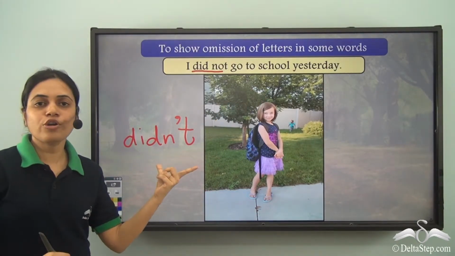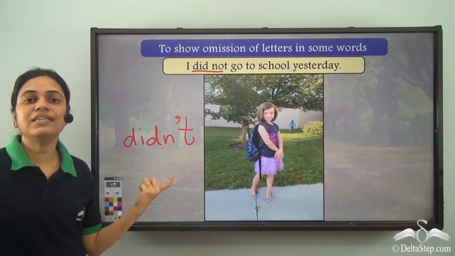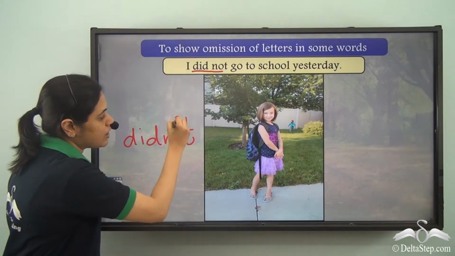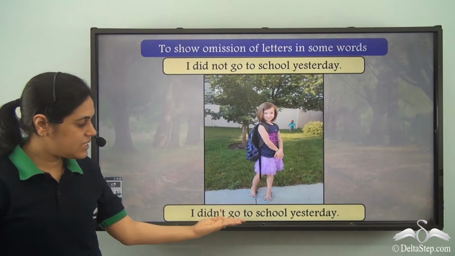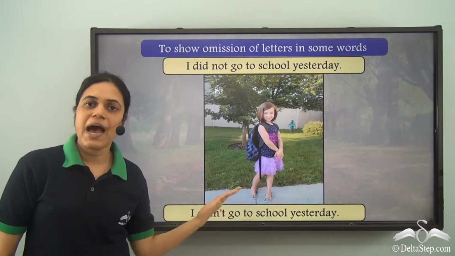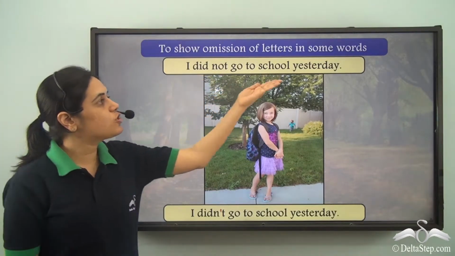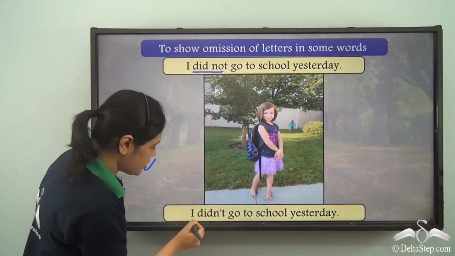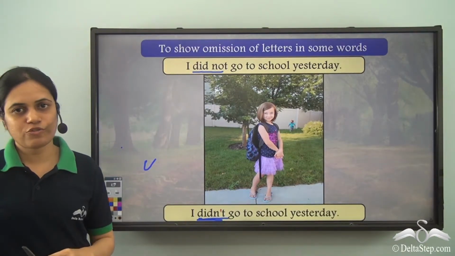This is the short form of did not and it is read as didn't, and we can write it using an apostrophe. I didn't go to school yesterday is the same as I did not go to school yesterday. So did not can be written as didn't using an apostrophe.